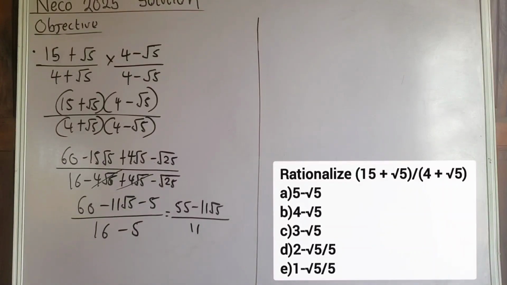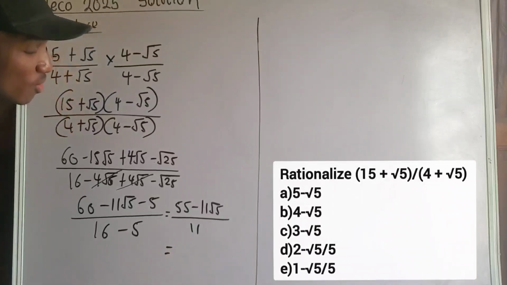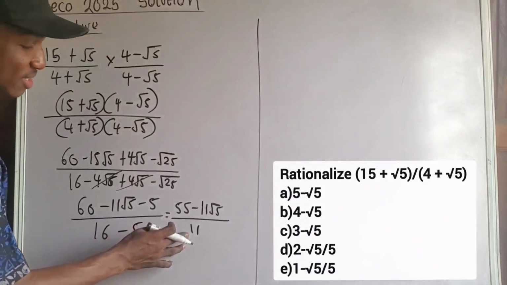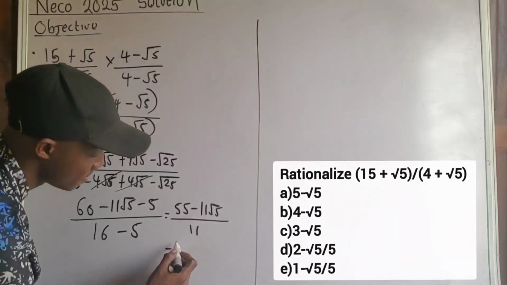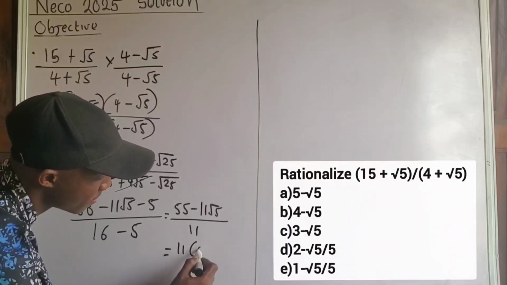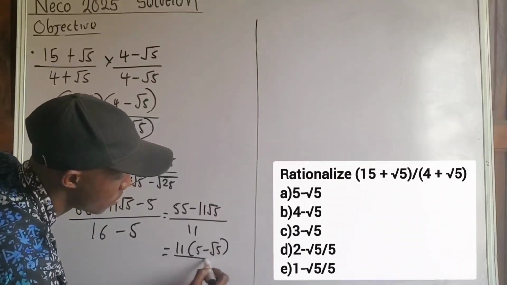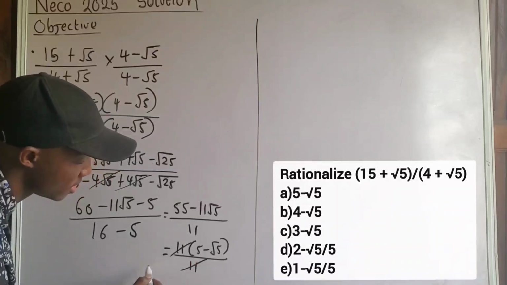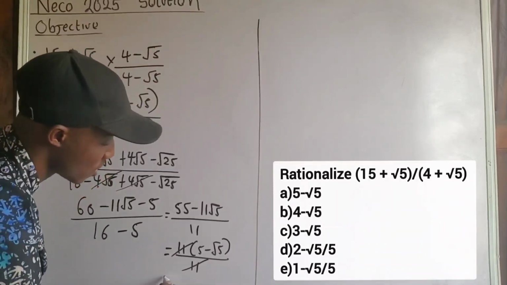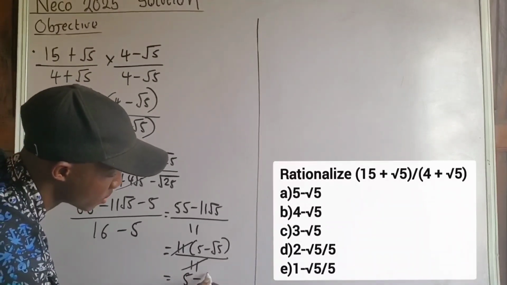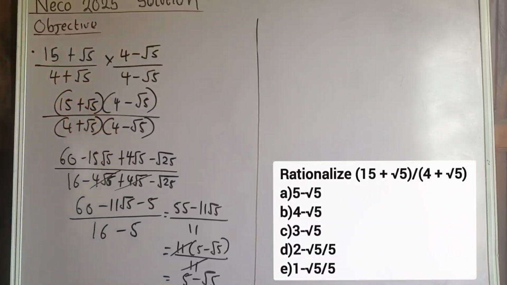Okay, now from that point, we can divide the numerator by the 11. You understand? So 11 multiplied by 5 minus root 5, all over 11. This cancels this. So the final answer to this question is 5 minus root 5. That is the correct option.